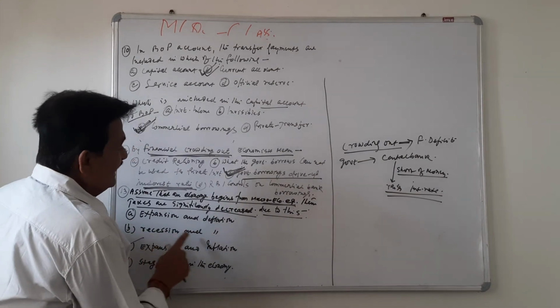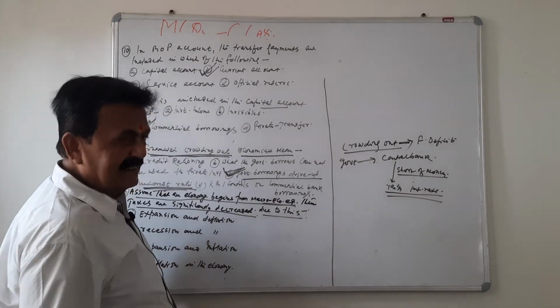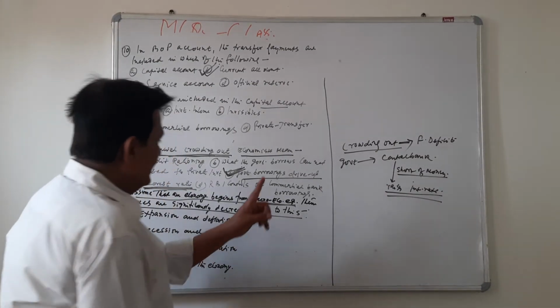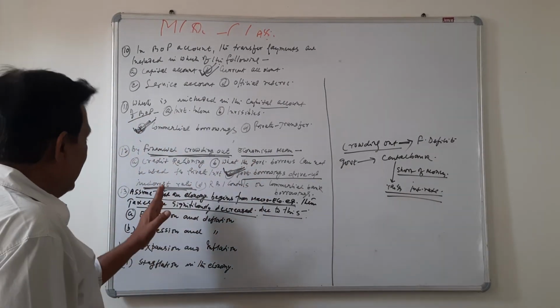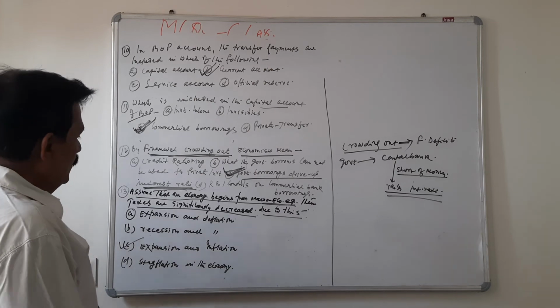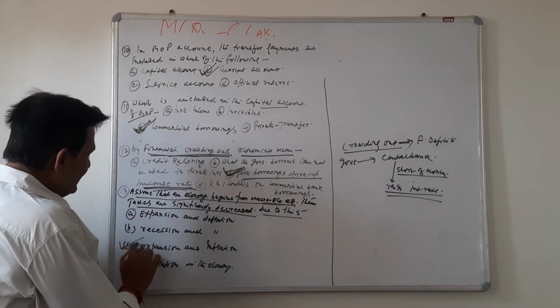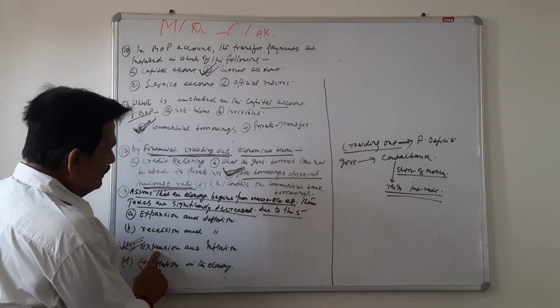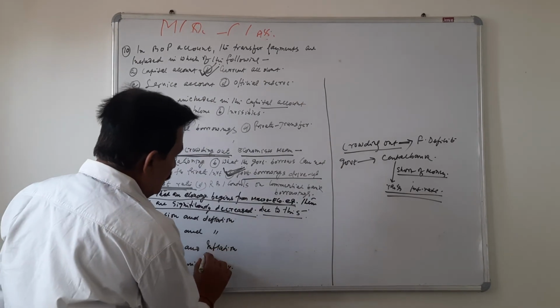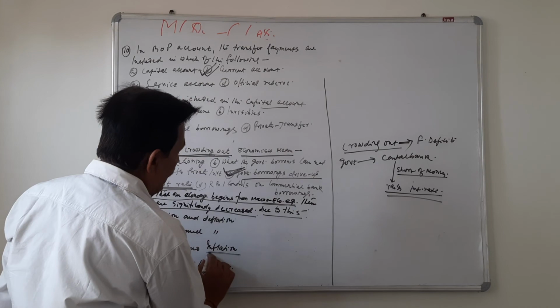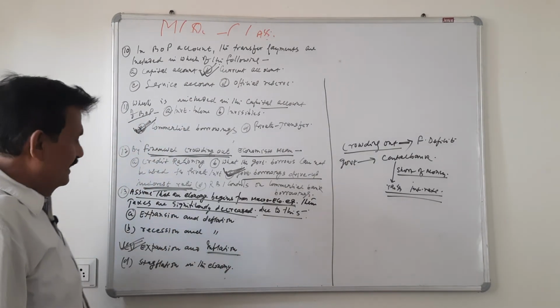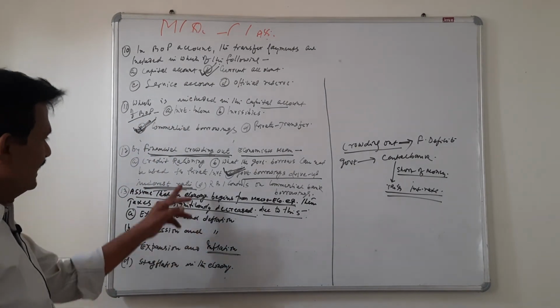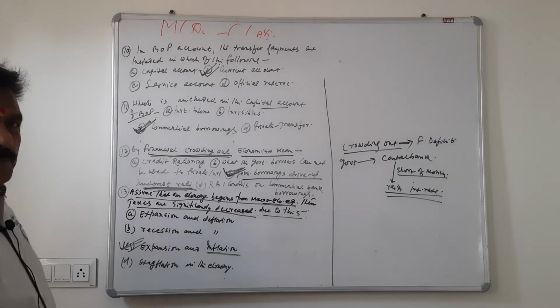Second one is recession and deflation, still not. This will not be the case. Since the economy was in equilibrium and tax has been reduced, there would be expansion in the economy, and on account of expansion, the economy would experience inflation. So expansion and inflation would be the right answer.